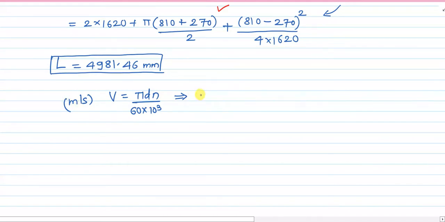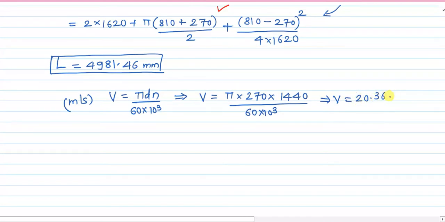So now the refined velocity or corrected velocity is pi multiplied by 270, rpm is 1440, divided by 60 into 10 raised to 3. If you calculate this velocity, you will get the answer as 20.36 meter per second. So yes, we are very close to the design value of velocity, which is 20 meter per second. So this value of small d is acceptable.